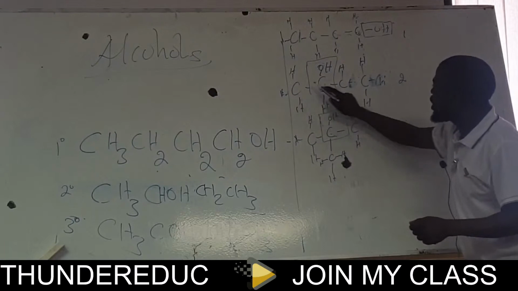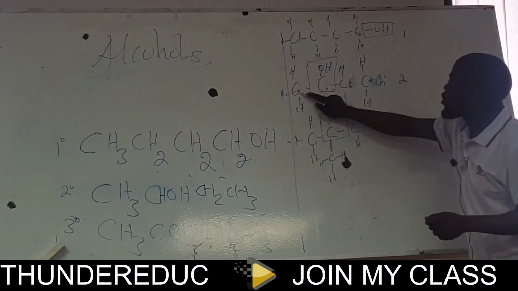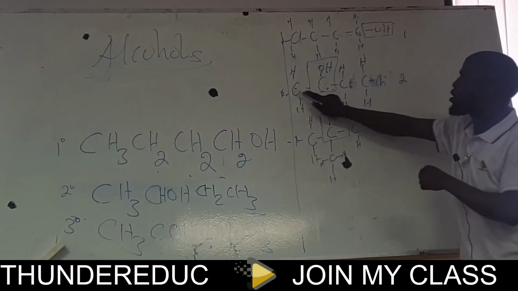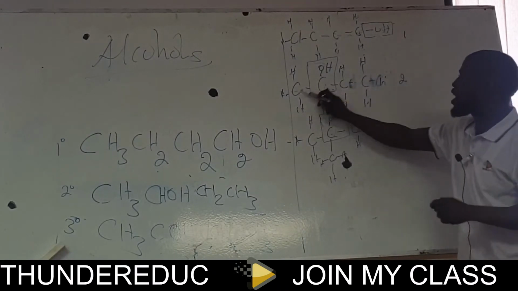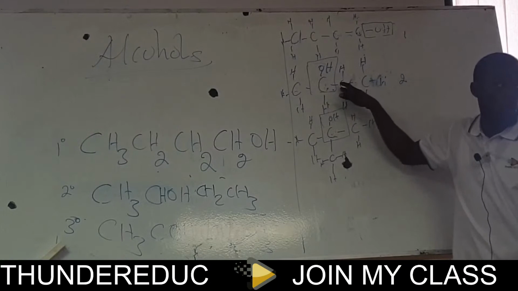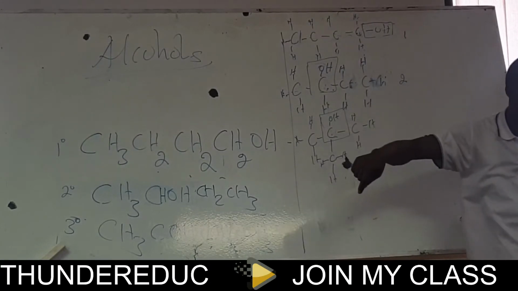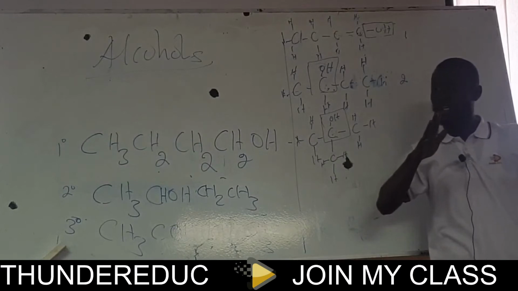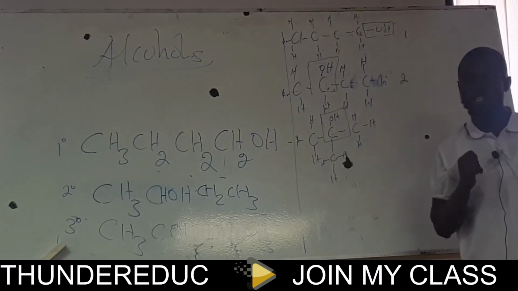While here, 1, 2, 3, 4, it is on carbon atom number 2. Counting from the other side, 1, 2, 3, it is number 3. Because 2 is less than 3, we say 2. So this one is 2-ol, while this one is 1-ol. You see that the position of OH is different.